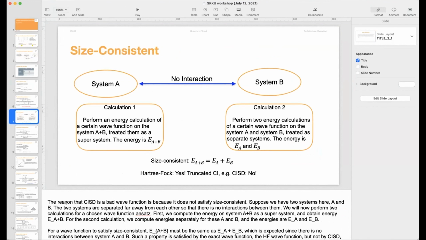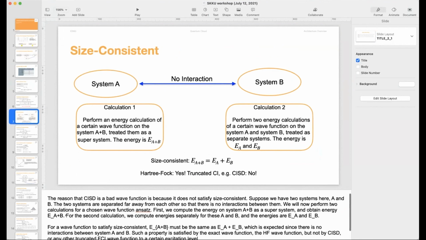satisfy size consistency. Suppose we have two systems here, A and B. The two systems are separated far away from each other so that there are no interactions between them. We will perform two calculations for a chosen wave function ansatz. First, we compute the energy of system A plus B as a supersystem, and obtain the energy E(A+B). For the second calculation, we compute energies separately for systems A and B, and the energies are EA and EB. For a wave function to satisfy size consistency, E(A+B) must be the same as EA plus EB, which is expected since there are no interactions between system A and system B. Such a property is satisfied by the exact wave function and the Hartree-Fock wave function, but not by CISD or any other full CI wave function truncated to a certain excitation level.